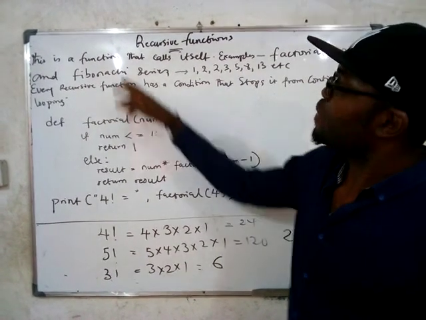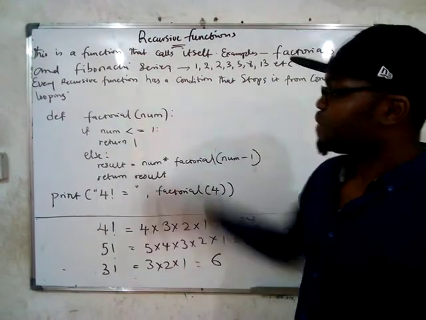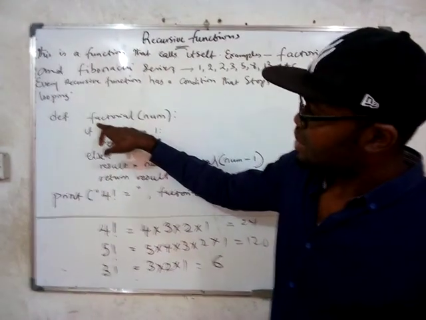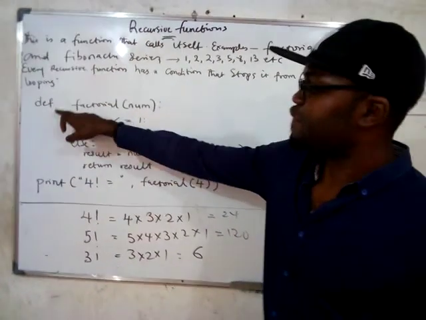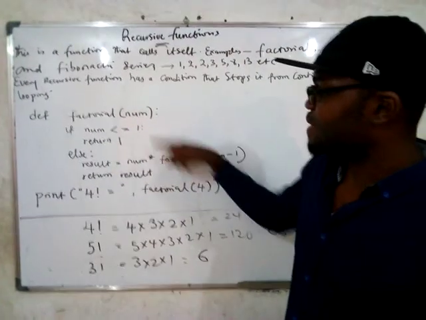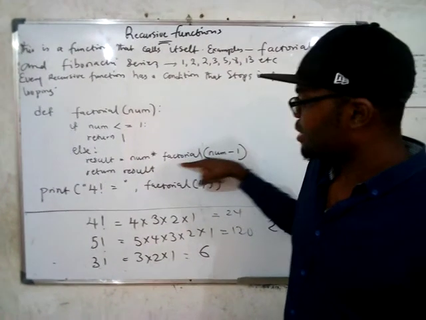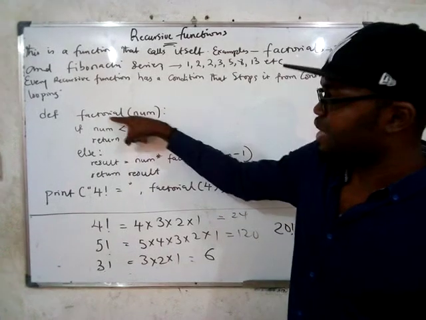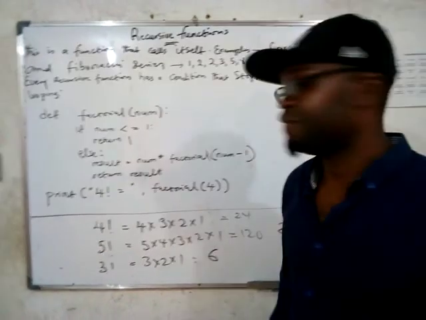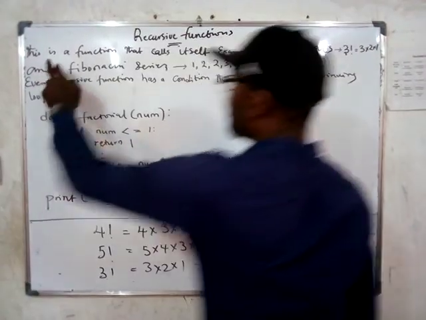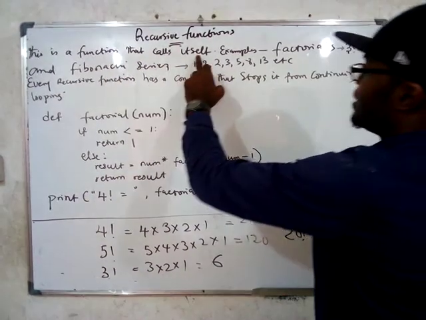So that is what we call a recursive function. This is the name of the function, factorial. At the same time, inside the function, you have another call with the same name, factorial. We call it a recursive function. So a recursive function is a function that calls itself.